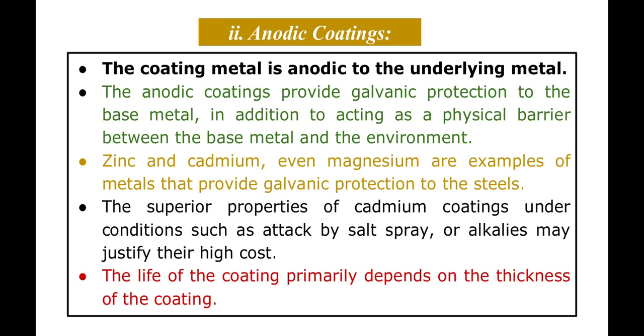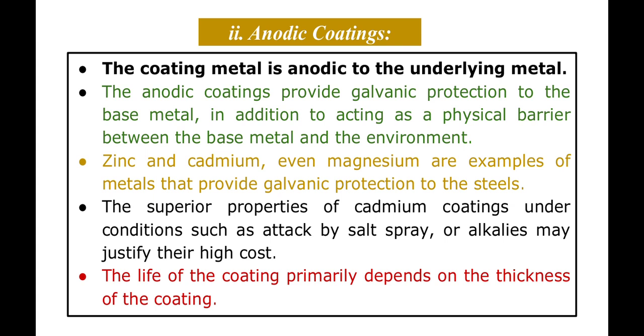Now let us discuss the anodic coatings. So the coating metal is anodic to the underlying metal. The anodic coatings provide galvanic protection to the base metal, in addition to acting as a physical barrier between the base metal and the environment. And when the coating is dense, non-porous, continuous, and adhering, then it separates the environment from the base metal as a physical barrier.